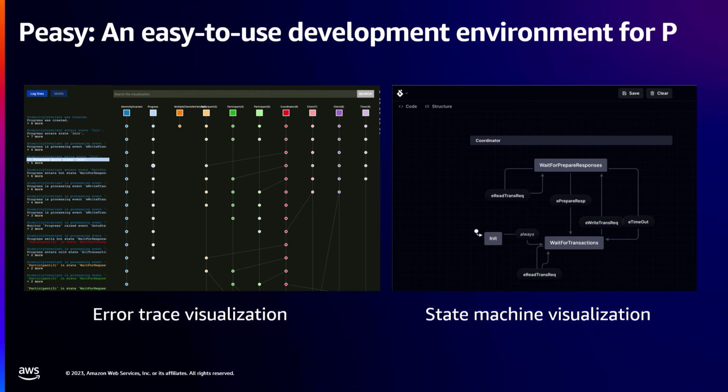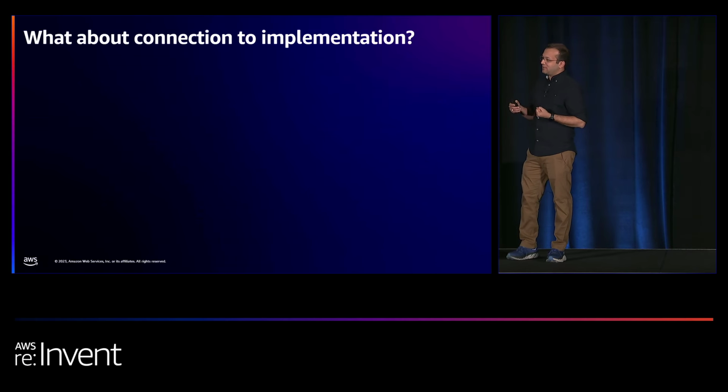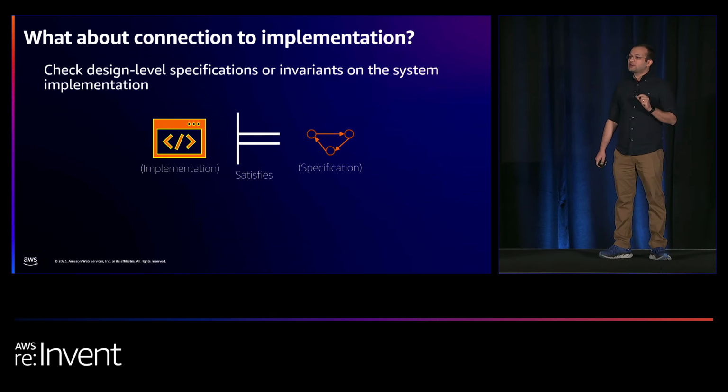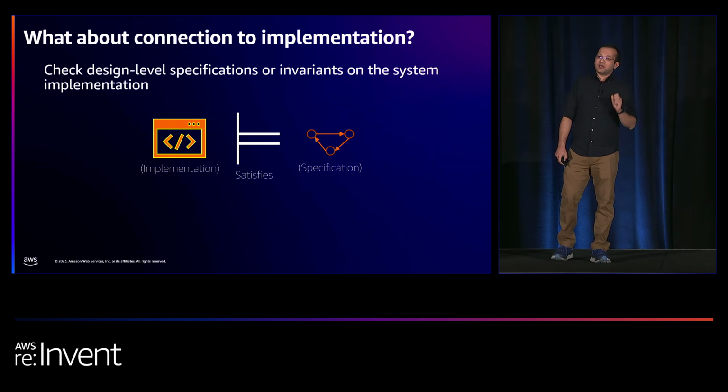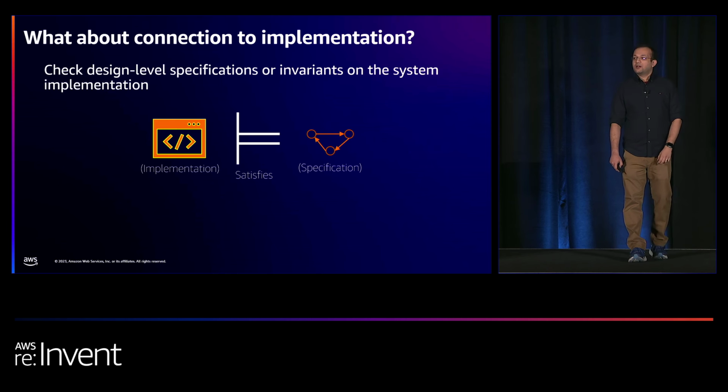Okay? So at this point, now you know what the P programming language is, what it means to model your system in P and write specifications, and check them using the P checker. And the obvious question that remains to be answered is, what about the implementation? I gain confidence in the correctness of my design. How do I gain confidence in my system's implementation? So the way to think about that is, I would like to make sure that my implementation satisfies the same design level specification that I checked on my system's design. Okay? How do I check that?